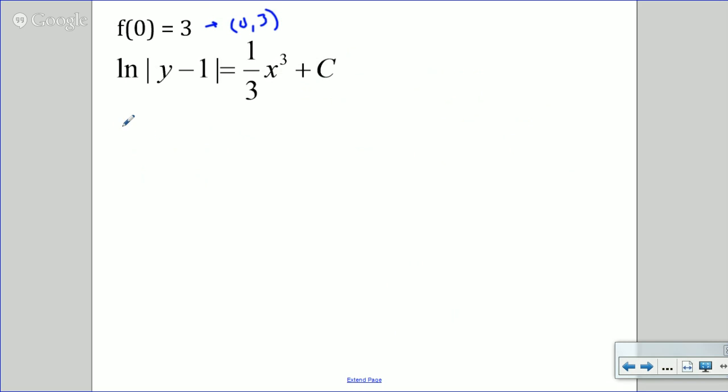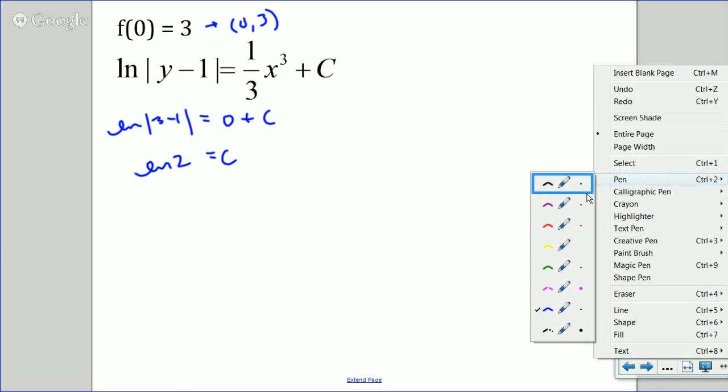So x is 0, y is 3. What's the first thing we're going to do? Well, the first thing we're going to do is plug in that ordered pair and find c. So ln of the absolute value of 3 minus 1 equals 1/3 times 0 plus c. So it looks like c is equal to ln of the absolute value of 3 minus 1. 3 minus 1 is 2, and the absolute value of 2 is 2. So c is equal to ln 2. Okay, what now?